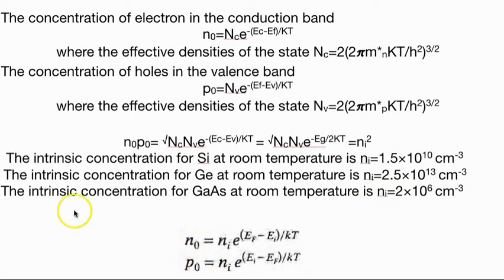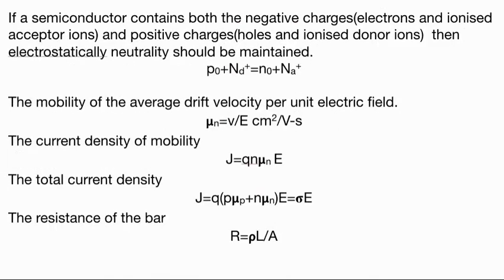N0 and P0 I have already defined with respect to the intrinsic level also. The intrinsic level is that level where no dopant is added and it is almost in the middle of the forbidden gap. If a semiconductor contains both negative charges, electrons and ionized acceptors, and positive charges, holes and ionized donors, then electrical neutrality will be maintained by P0 plus Nd positive and N0 plus Na negative.